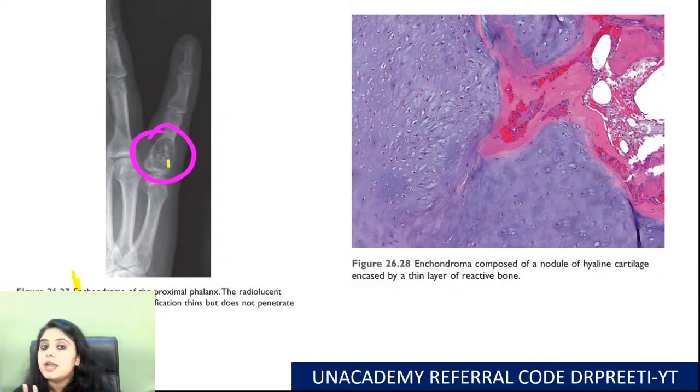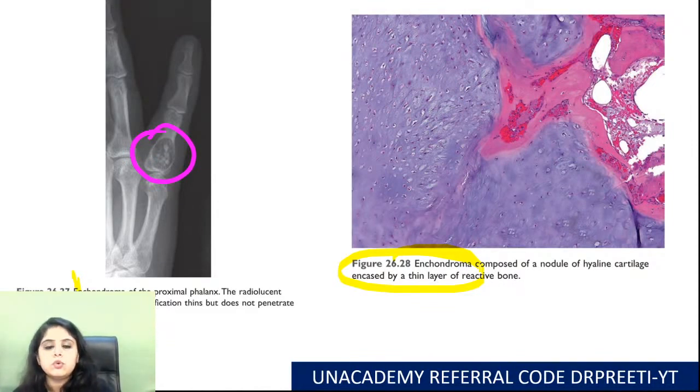Number one. Number two, which is very, very important, are you seeing that? Tell me a yes or no. Do you feel, is it breaking the cortex, or is it penetrating the cortex, or is it inside? I personally feel it is not penetrating the cortex. I feel it is inside. It is not penetrating the cortex, and that is the most important point about an enchondroma. Permeation should be absent. It's a benign tumor. Permeation should never be seen.